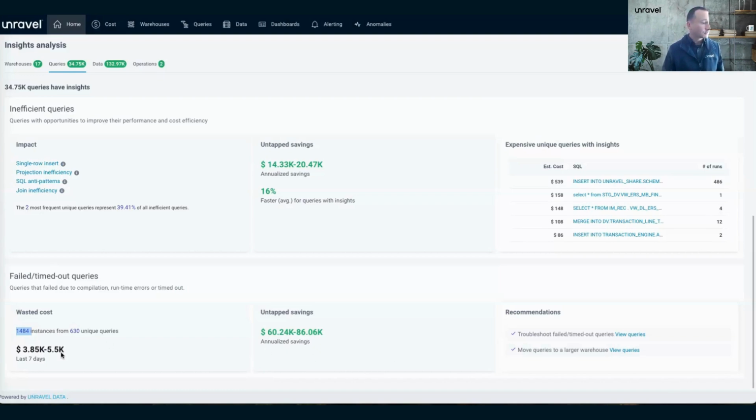And here's the potential savings or wasted cost, also annualized. But here are the recommendations. We're giving you the links to go right to those queries to troubleshoot those failed queries, or maybe even opportunities to move those to a larger warehouse in order to perform in a more timely manner, to not time out in the first place.